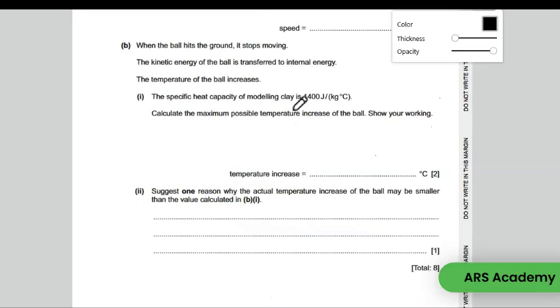Question B. When the ball hits the ground, it stops moving. The kinetic energy of the ball is transferred to internal energy. The temperature of the ball increases. Roman 1. The specific heat capacity of modeling clay is 1400 joule per kg per degree Celsius. Calculate the maximum possible temperature increase of the ball. Show your working.